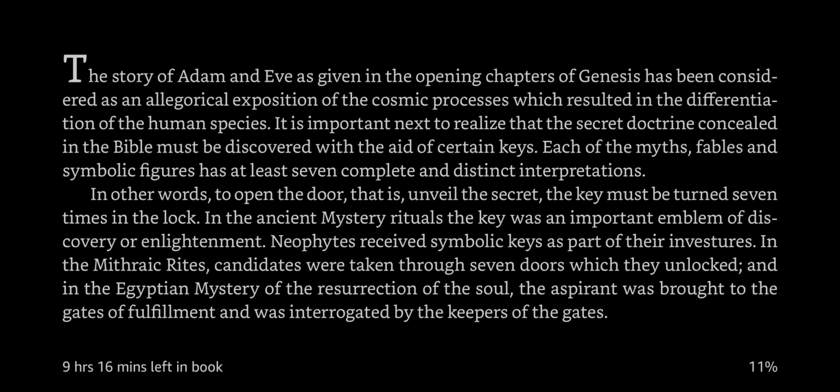The story of Adam and Eve, as given in the opening chapters of Genesis, has been considered as an allegorical exposition of the cosmic processes which resulted in the differentiation of the human species. It is important next to realize that the secret doctrine concealed in the Bible must be discovered with the aid of certain keys. Each of the myths, fables, and symbolic figures has at least 7 complete and distinct interpretations.